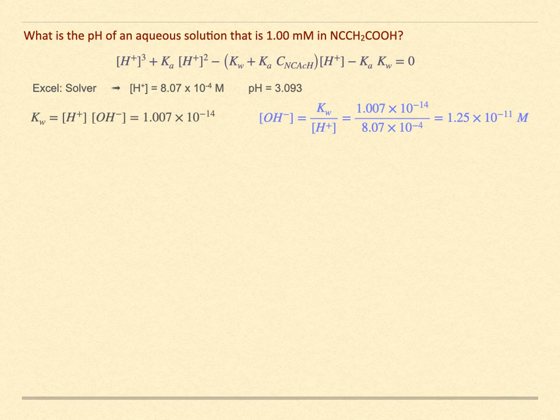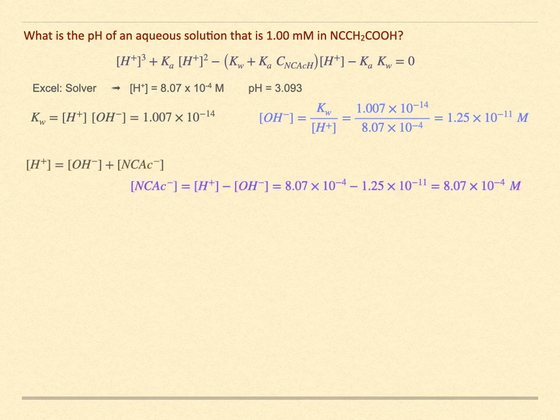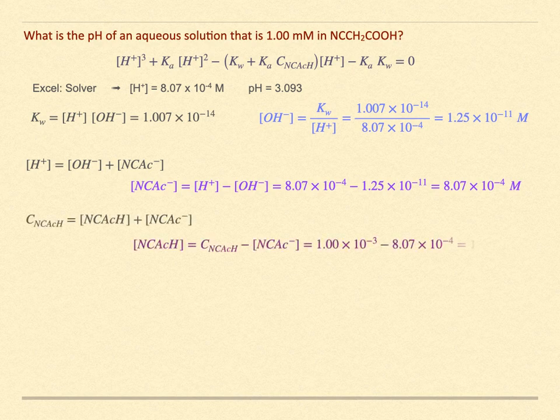Now use the charge balance equation to solve for the cyanoacetate concentration. Interesting. Because OH- is so small, the H+ and cyanoacetate concentrations are essentially identical. Now you can use either the weak acid equilibrium expression or the mass balance equation to find the concentration of undissociated acid. Both equations give the same result. The undissociated acid has a concentration of 1.93 times 10 to the minus 4 molar. The equilibrium problem has been completely solved.